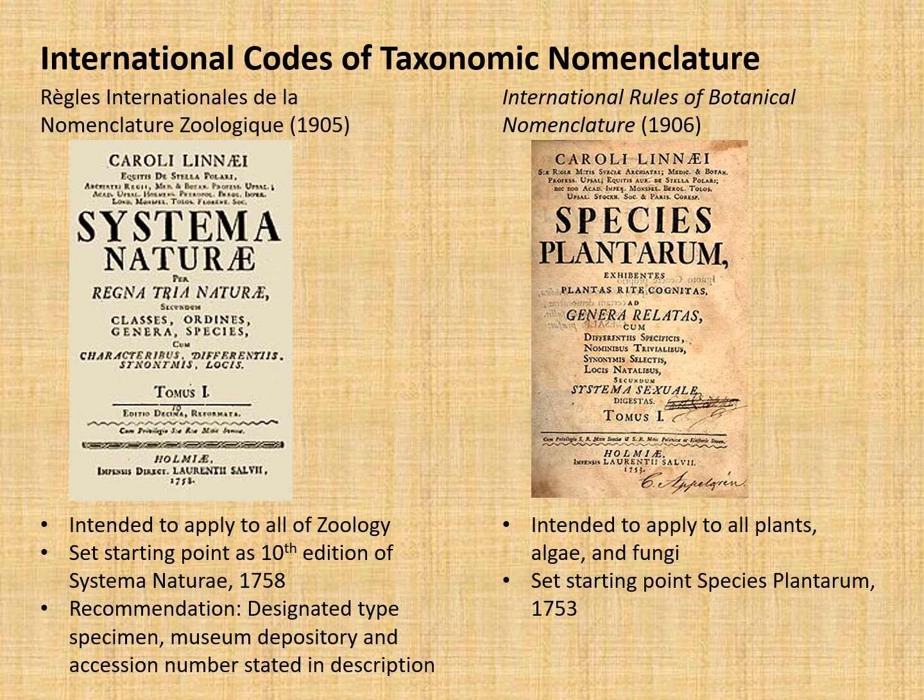The first truly international codes of nomenclature were established in 1905 for animals and 1906 for plants, including algae and fungi. Each code selected a different work of Linnaeus as a starting point for the principle of priority. The Zoological Code recommended a specific type specimen be designated, with the museum depository and accession number specified. The codes of nomenclature we use today are direct descendants of these early 20th century documents.